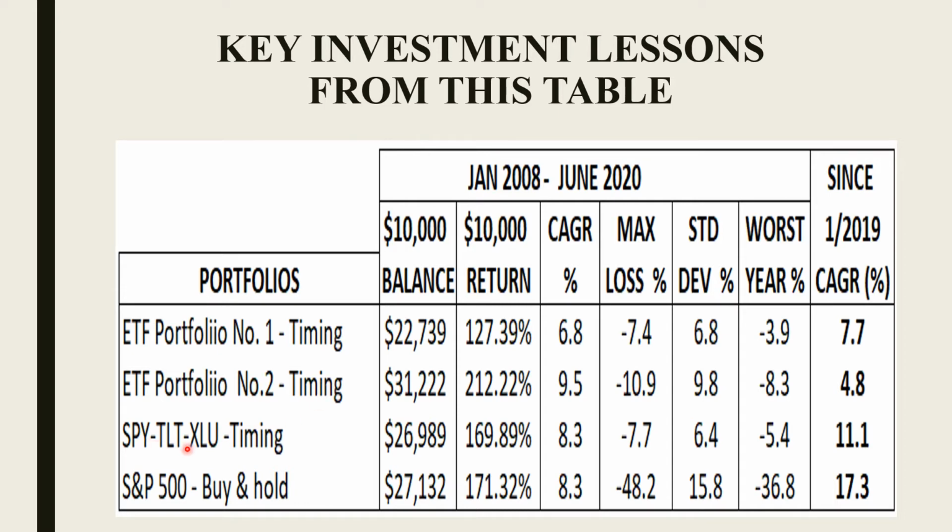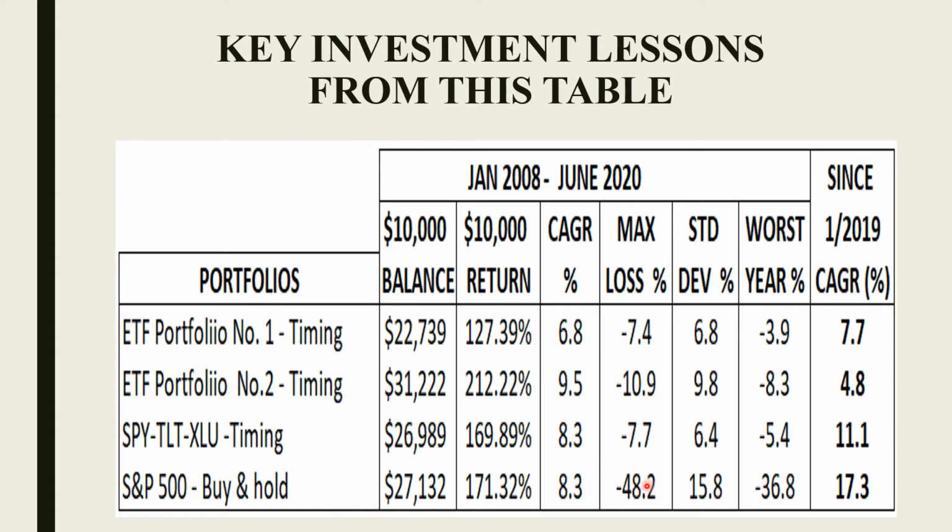What I wanted to do is to show what would happen by adding bonds, TLT, and utilities to an average portfolio, to a portfolio that performs like the S&P 500. And this is, of course, the S&P buy and hold. The return since 2008 was 171%, which is 8.3% compound annual growth rate.